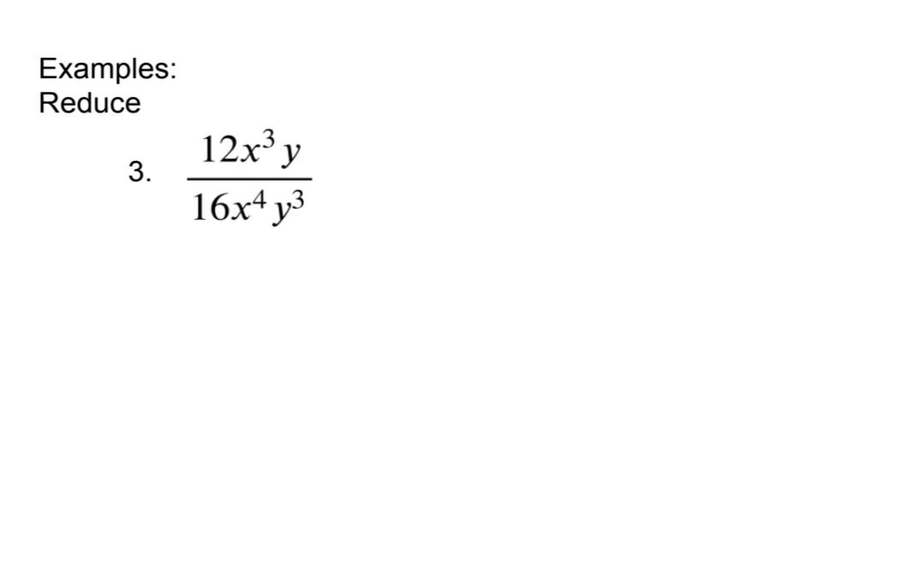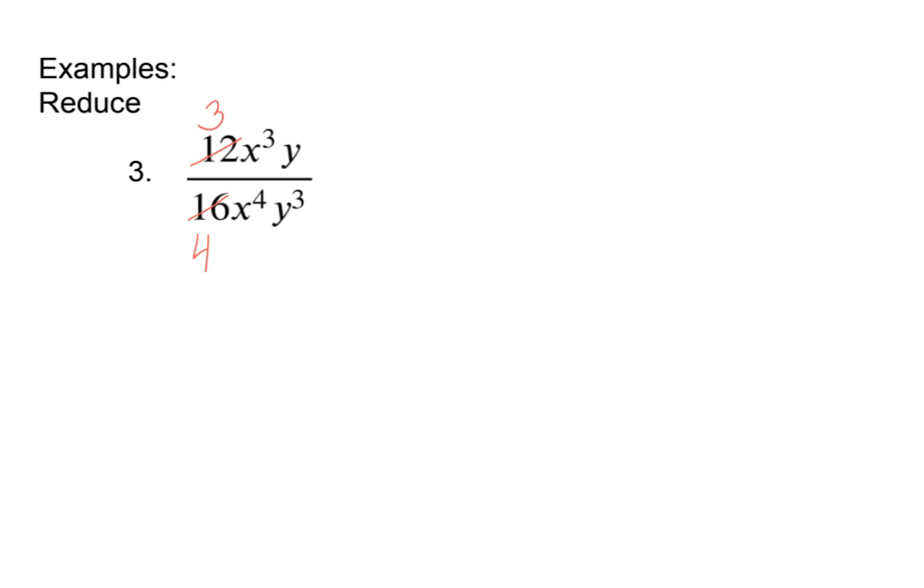So in this example, when I see the 12 and the 16, I'm looking for a number that divides into 12 and 16, and I think it's going to be 4. So I'm going to pull a 4 out of this 12. If I pull a 4 from that 12, it's going to leave me with a factor of 3. If I pull a 4 from the 16, 4 goes into 16 4 times. So that is us reducing 12 over 16.